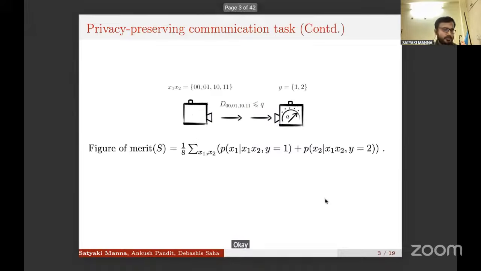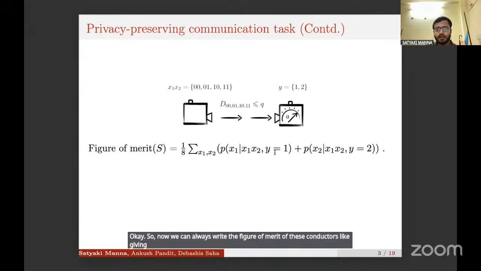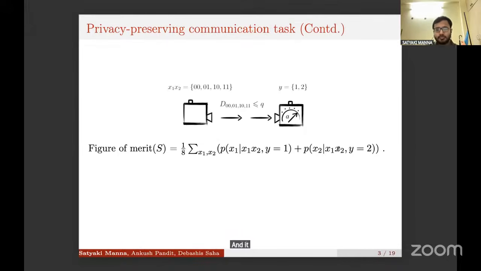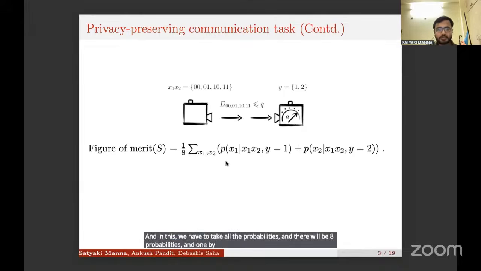Okay. So now we can write the figure of merit of this kind of task, given x1, x2. If y equals 1, the receiver wants to know the first bit, that is x1. And if y equals 2, they want to know x2. And in this, we have to take all the probabilities, and there will be 8 probabilities, and 1 by 8 is the normalization constant, such that the highest value of s must be less than or equal to 1.